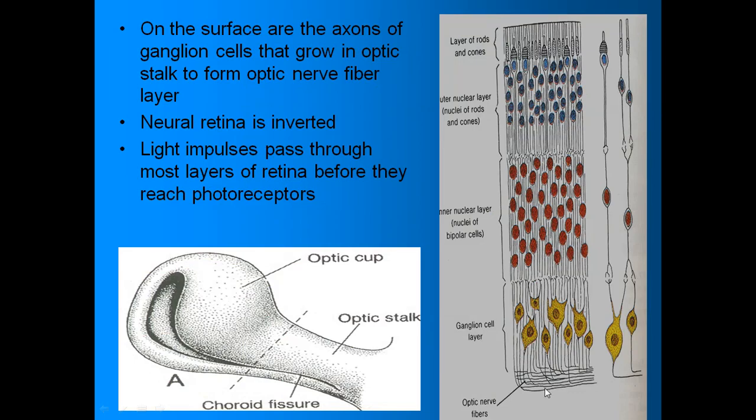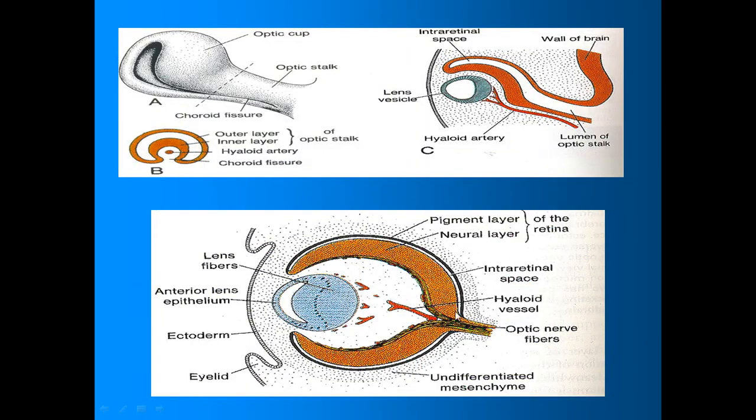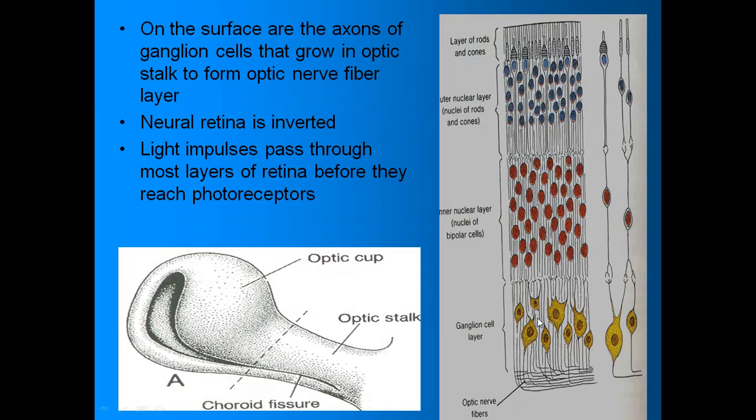So out of all these layers, you just have to understand that the pigment cell layer of the retina is derived from the outer layer of the optic cup. Remaining all the 9 layers, including this ganglion cell layer and the optic nerve fiber layer, will be developed from the inner layer of the optic cup. The axons of the ganglion cells will dip into this optic stalk as the optic nerve fibers.